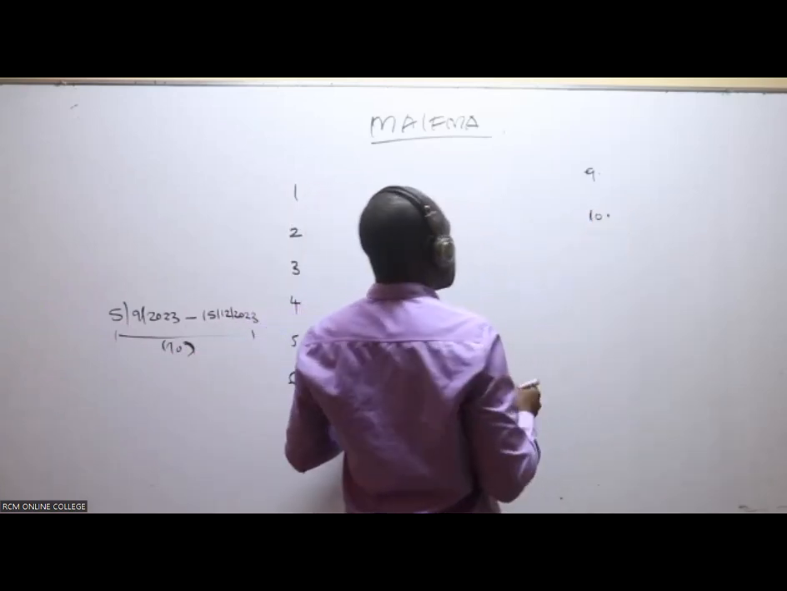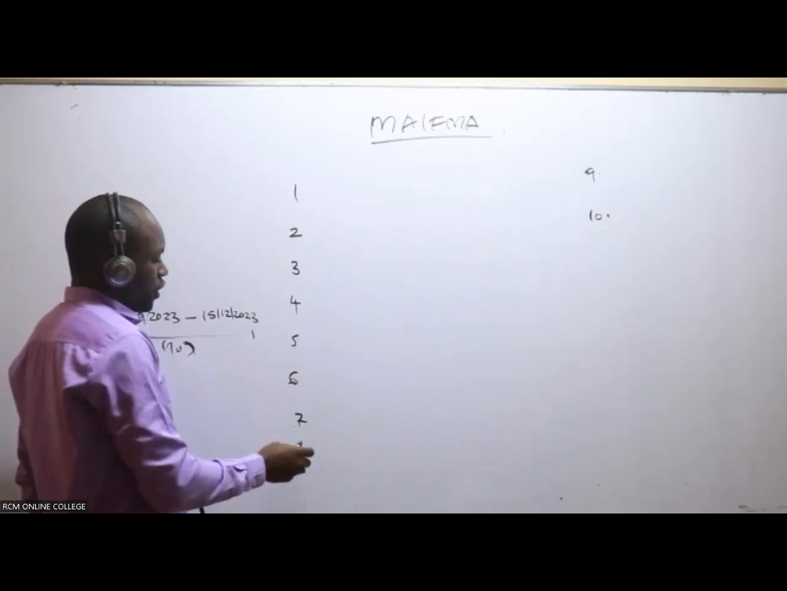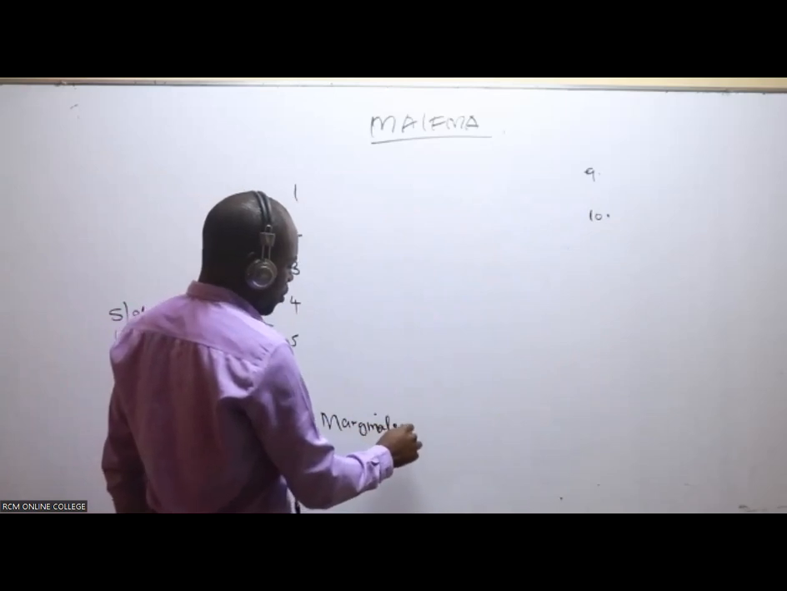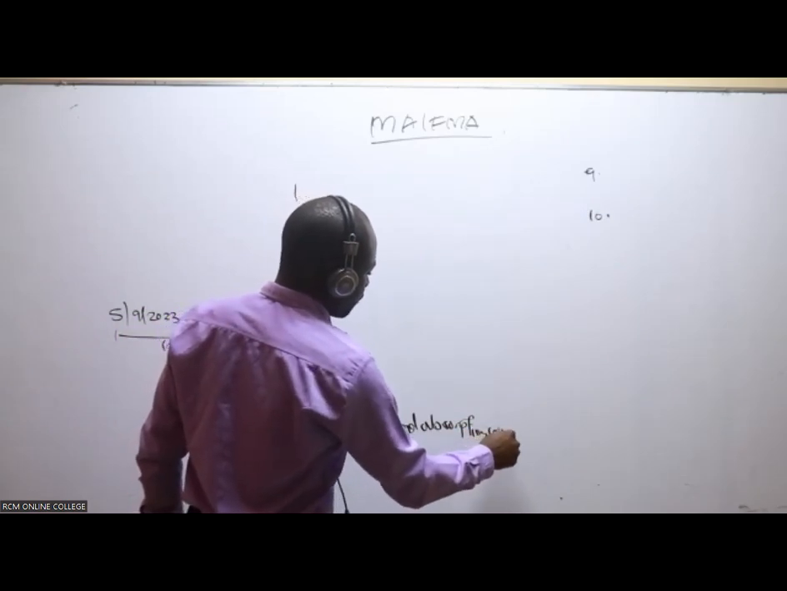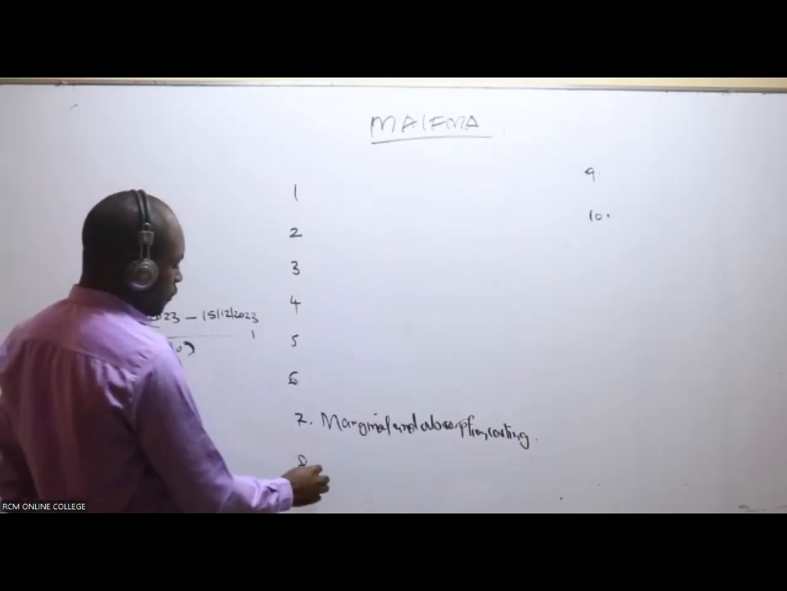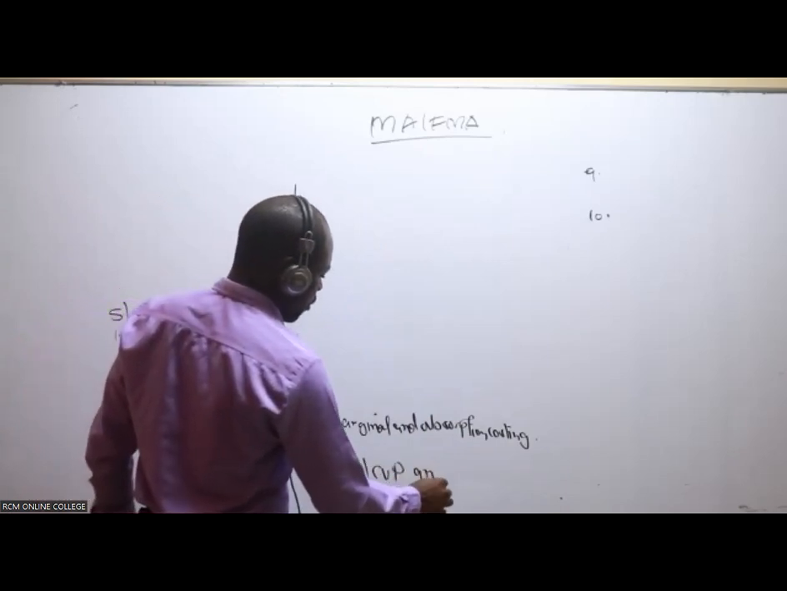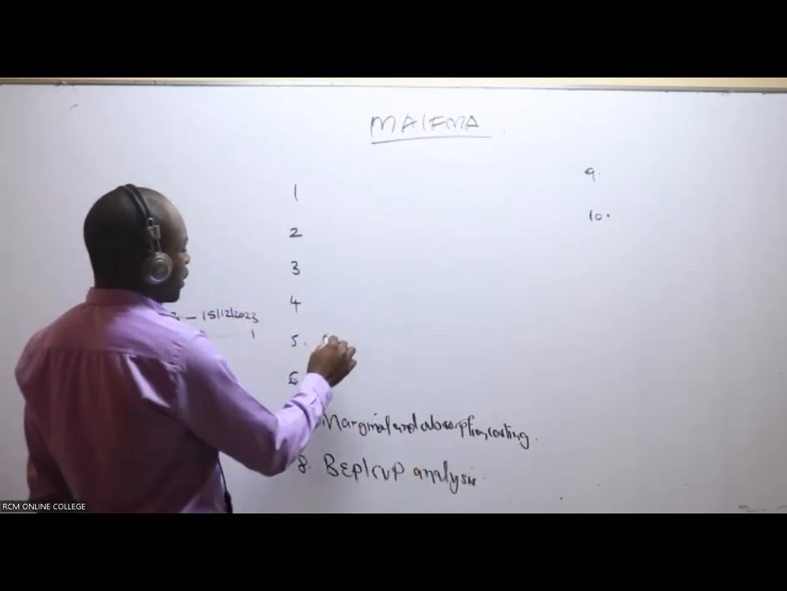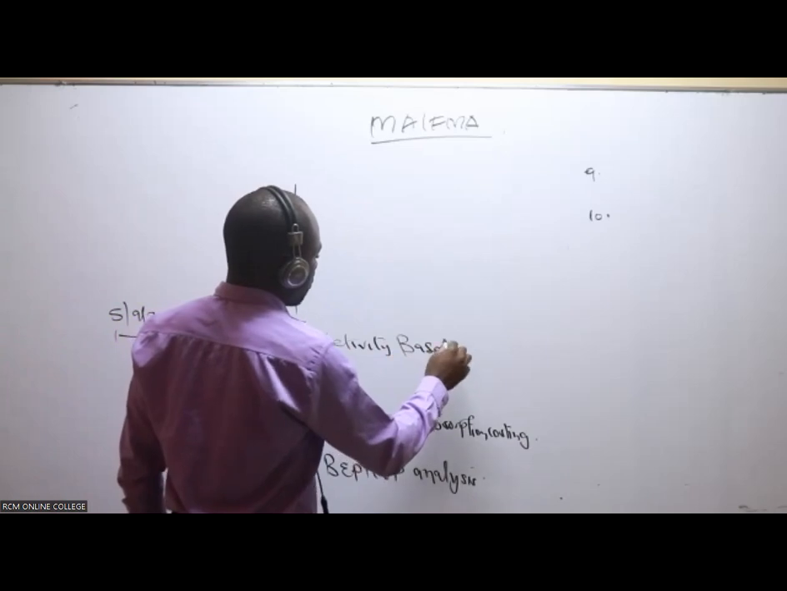So let me just mention the topics, and then from that point, we'll be able to understand what is going on. Topic number 7, we have marginal and absorption costing. Topic number 8, we have break-even point, that is CVP analysis. Topic number 5, we have activity-based costing.